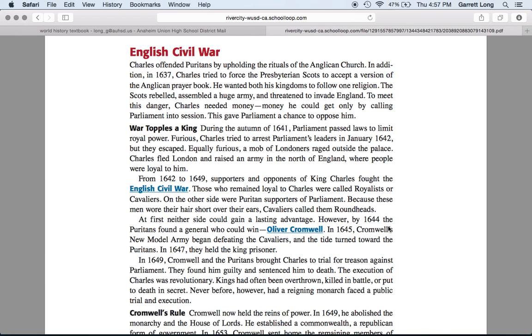So Parliament has an individual by the name of Oliver Cromwell. He is the Puritan general, and he is on the hunt for Charles I. And he tracks down Charles I. He catches him. They find him. They put him in front of a jury, and of course he is found guilty of treason, and he is sentenced to death. He is the first reigning monarch in England to be tried, a public trial, and publicly executed in front of everyone. So at this point, England has no leader, and they need a leader.